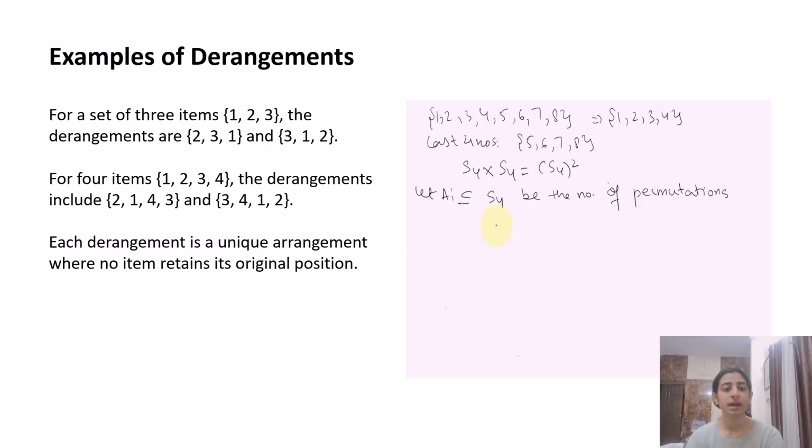Next, let us look at the examples of derangements. For a set of three items 1, 2, 3, the derangements are 2, 3, 1 and 3, 1, 2. For four items 1, 2, 3, 4, it includes 2, 1, 4, 3 and 3, 4, 1, 2. Each derangement is a unique arrangement where no item retains its original position. Here we have an example of permutation where we can understand.